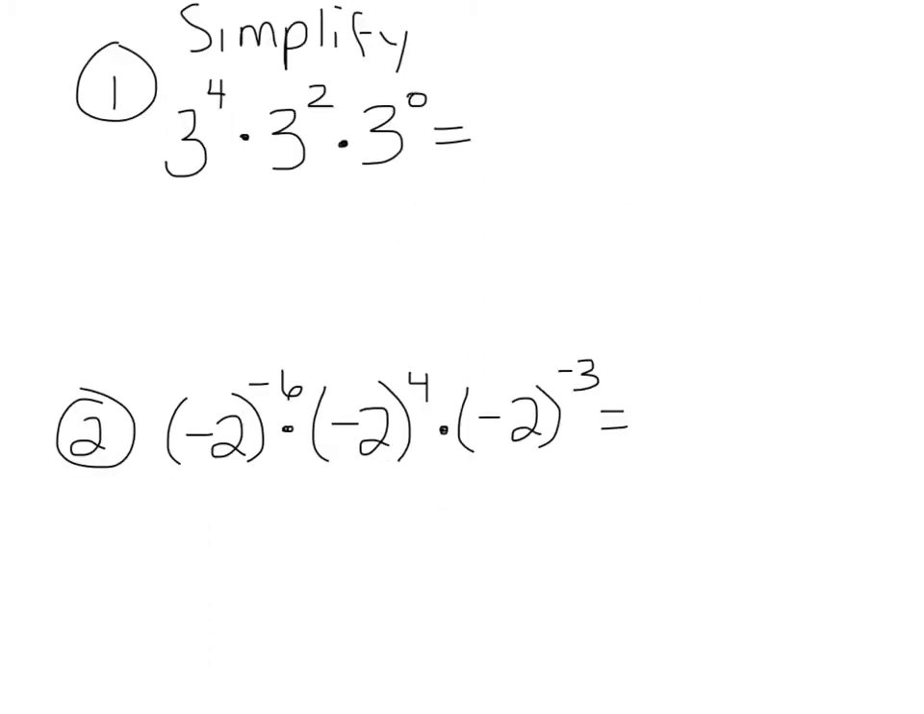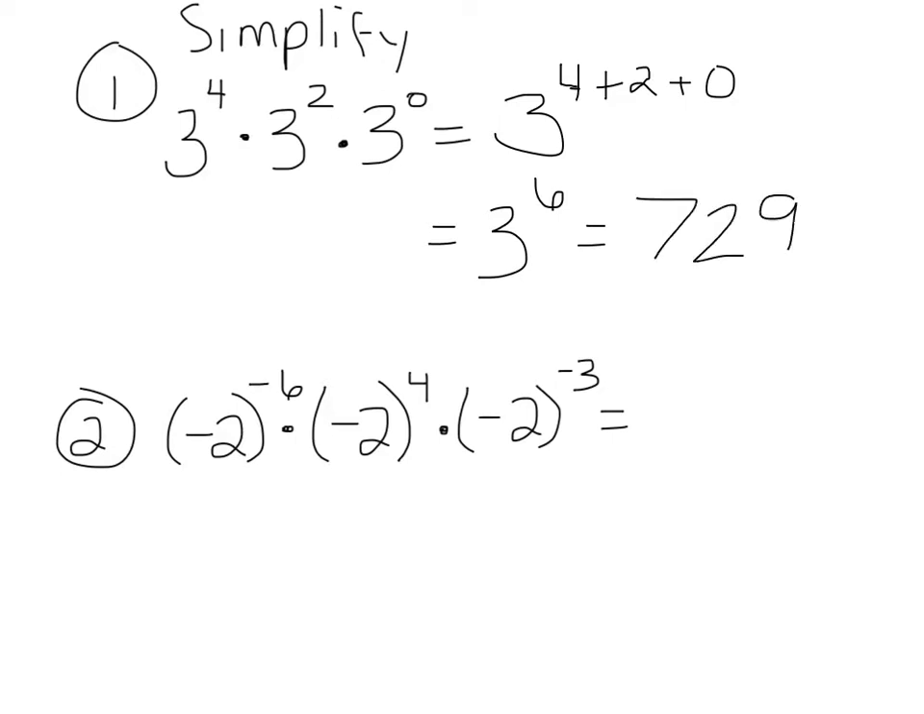Okay, so let's look at a couple examples here. We have 3 to the 4th times 3 to the 2nd times 3 to the 0. All of the bases are the same here, and the base is 3 in this case. So we're just going to take 3 and add the exponents together, so 4 plus 2 plus 0. That gives me 3 to the 6th power. And if you put that in your calculator, 3 to the 6th power, you're going to get 729.